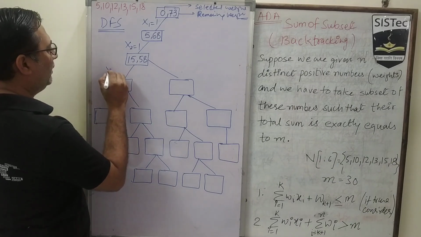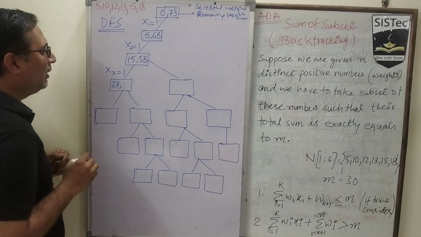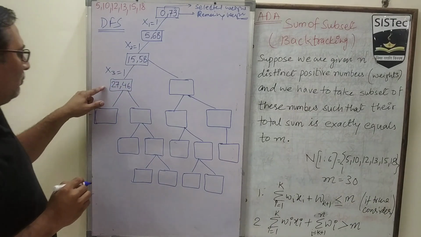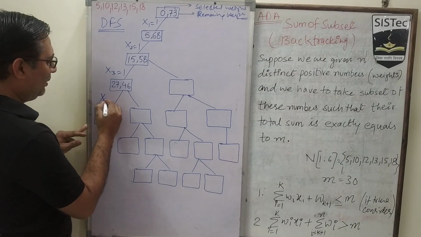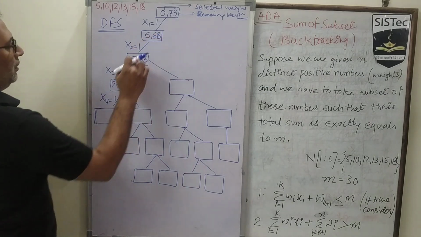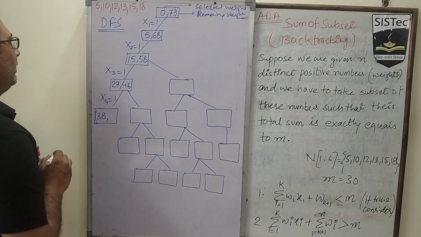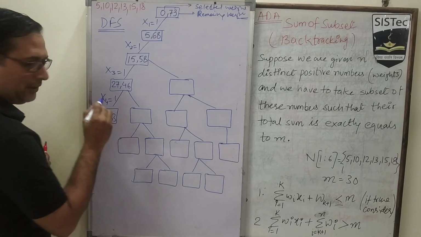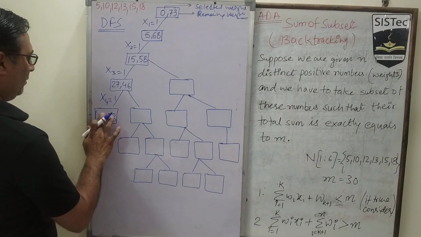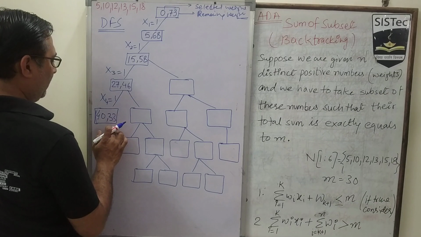Now in the same way we will select the third weight. The third weight is 12. Now selected is 27 and remaining is 46. Still it is less than m, so we will go for the fourth one and select it. The sum of the selected weights will be 27 plus 13 is 40, and 46 minus 13 is 33.